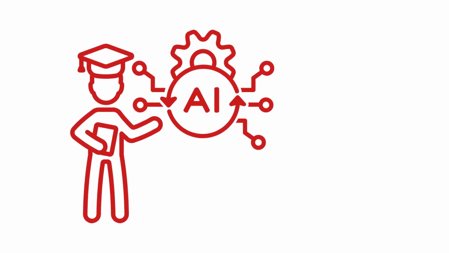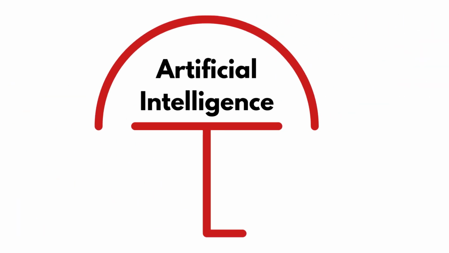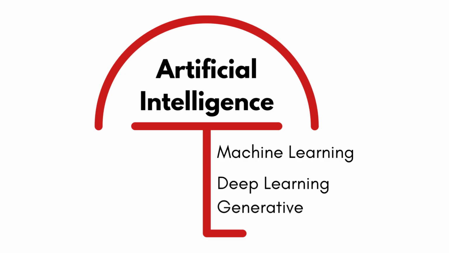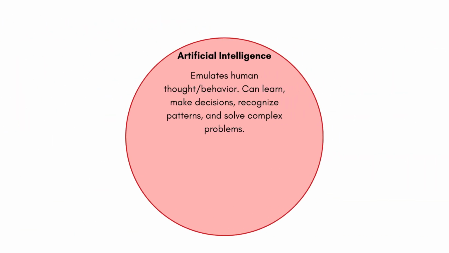technology. AI is a field of study focused on enabling machines to mimic human thought, including problem-solving and learning. AI is a broad category that is made up of subsets of increasingly complex technologies, including machine learning, deep learning, and generative AI. Artificial intelligence, in its broadest sense, emulates human behavior. It can learn, make decisions, recognize patterns, and solve complex problems. This technology is exemplified in things like algorithm-driven ride-sharing apps such as Uber or Lyft.